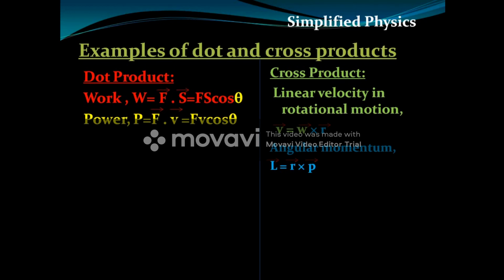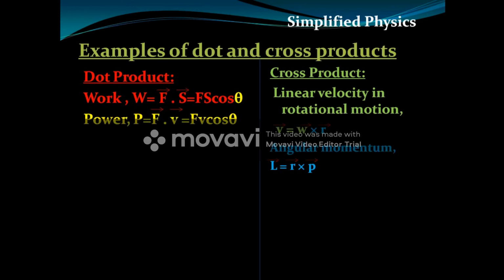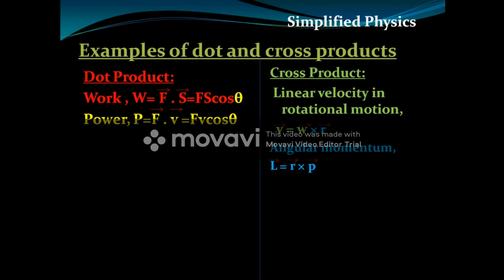Let's see some examples of the dot product and cross product. For dot product, work done is a scalar quantity, a scalar product of two vectors, force vector and displacement vector. Similarly, power P is a scalar product of force vector and velocity vector. Some examples of the cross product or vector product: linear velocity in rotational motion, v vector equals omega vector cross r vector, and angular momentum, L vector equals r vector cross p vector. These are some examples of vector product and scalar product of two vectors.